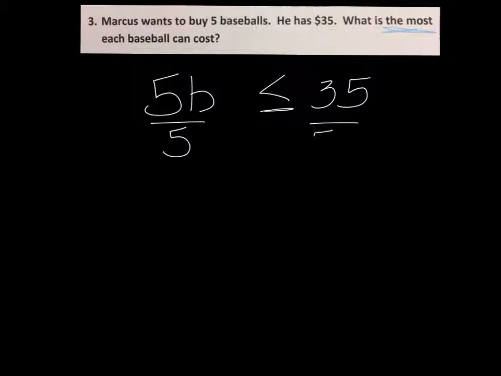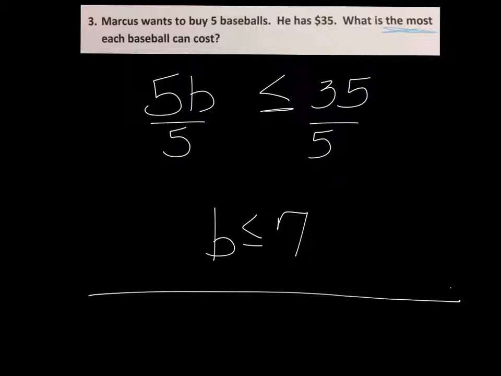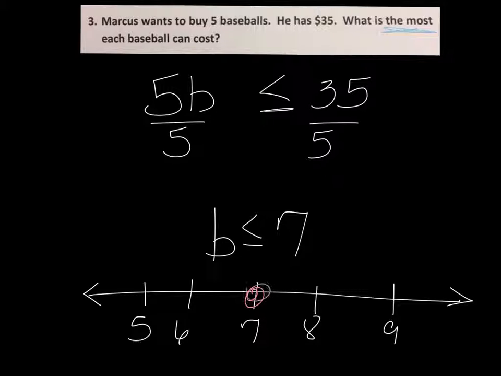I'm going to divide by 5. And when you divide 35 by 5, what do you get? Very good. B is less than or equal to 7. So the most he can pay for each baseball is $7. On my number line, 5, 6, 7, 8, 9. I am going to have a closed circle on 7 because that's the most I can pay. And my variable's first, it points to the left, so he can pay 7, he can pay 6, he can pay 5, and so on. Just no more than 7.